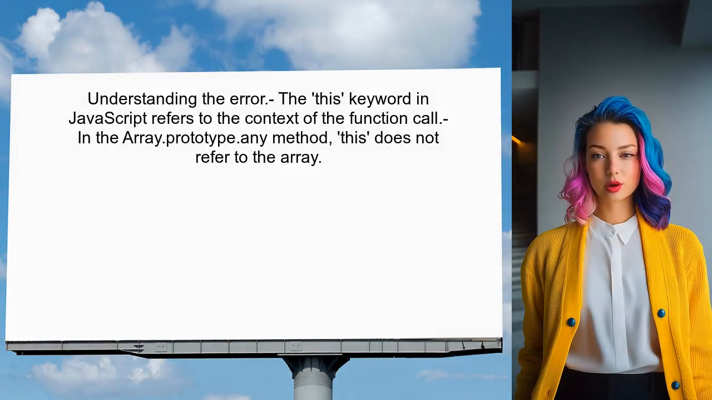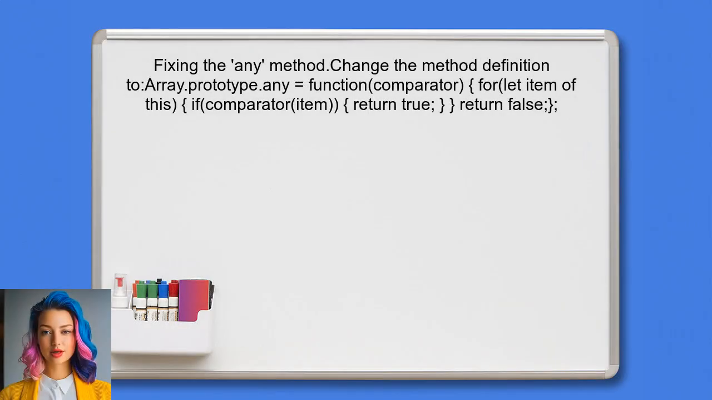To address the error, the user should first understand that the issue arises from how the this keyword is being used in the prototype method. In JavaScript, this refers to the context in which a function is called. In this case, it is not referring to the array as expected. To fix this, the user can change the way the any method is defined. Instead of using an arrow function, which does not bind its own this, the user should use a regular function declaration.